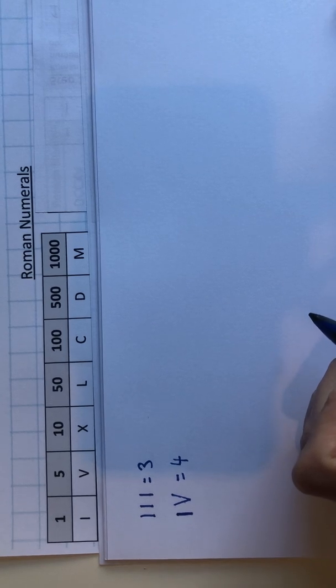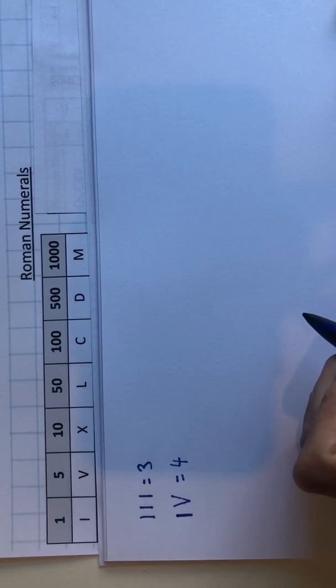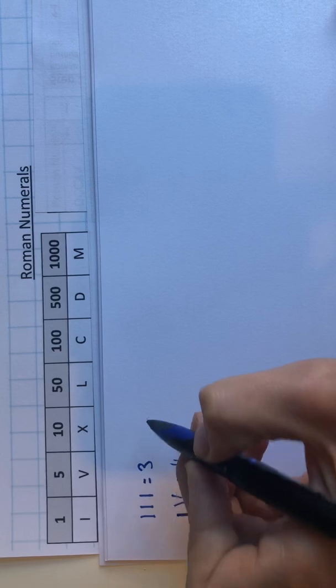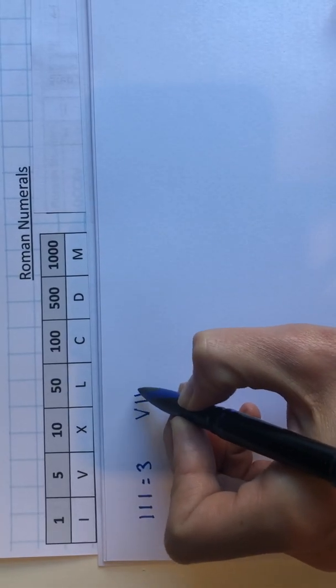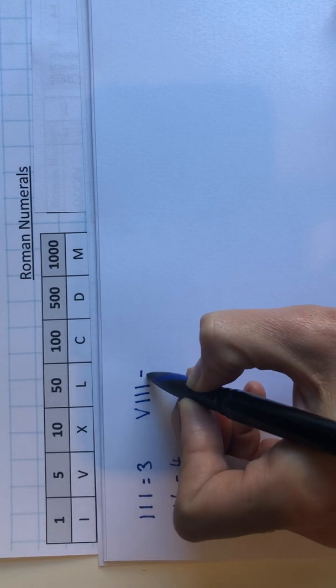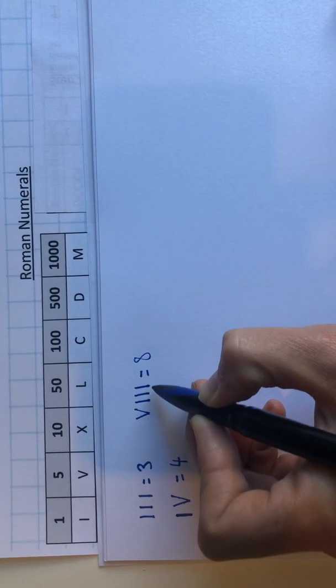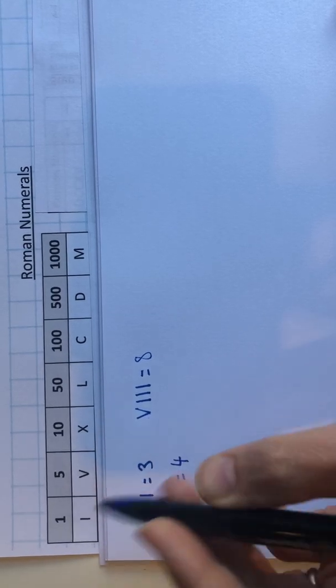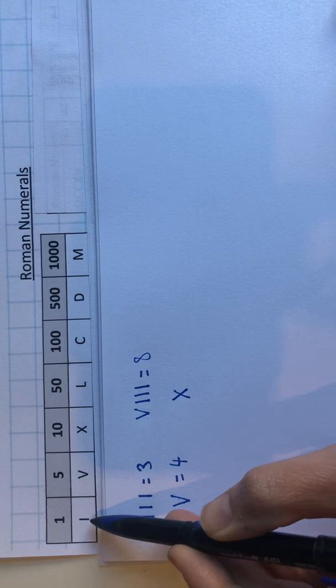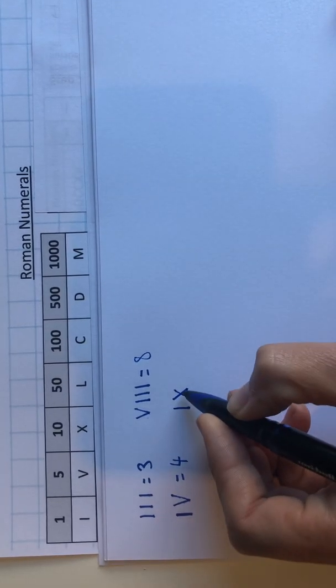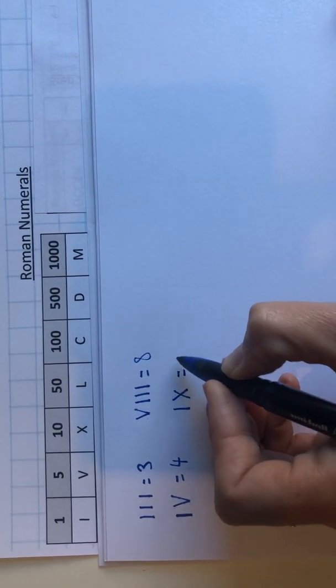Similarly, to make 9, that's another tricky one, we can make 8 by adding V, that's 5, 6, 7, 8, but we can't have another I again. So instead we have to look to the next value up, which is X, and then we have to take away 1, 10, take away 1 equals 9.